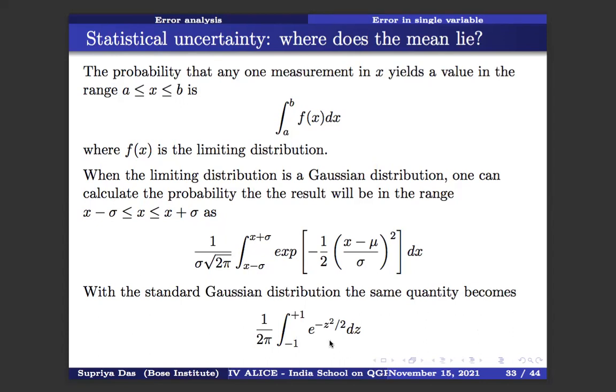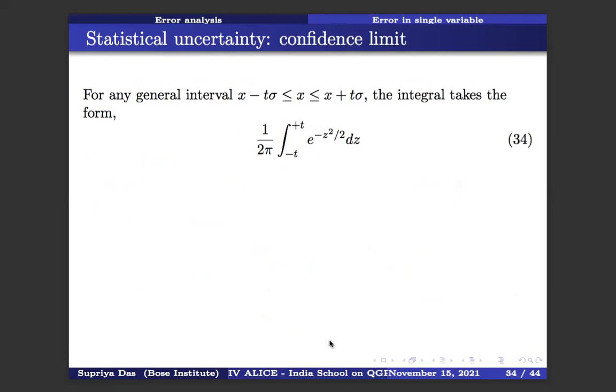We'll see. For any interval, for example, we said x minus sigma to x plus sigma. What happens if it is x minus 2 sigma to x plus 2 sigma? What happens if it is minus 3 sigma to 3 sigma? Then let us take in general, if it lies between x minus t sigma to x plus t sigma, the integral takes this form.